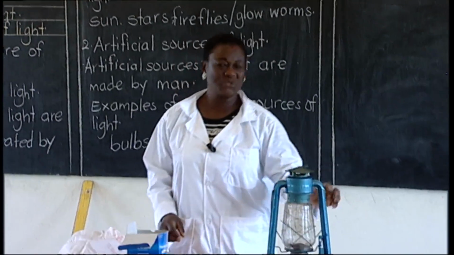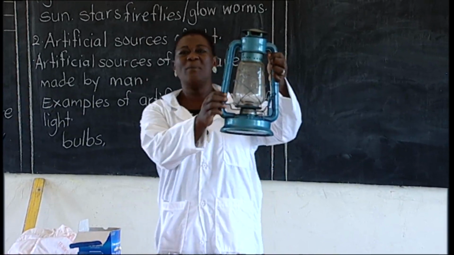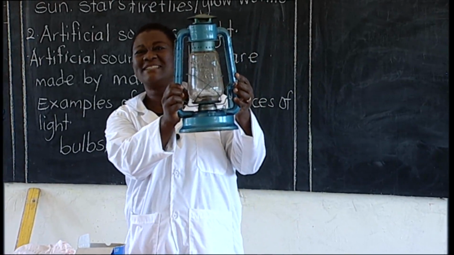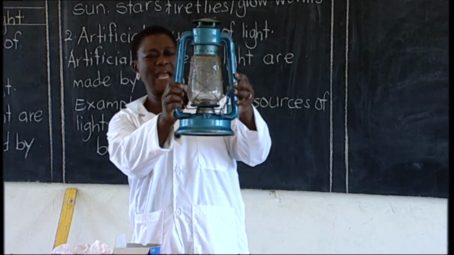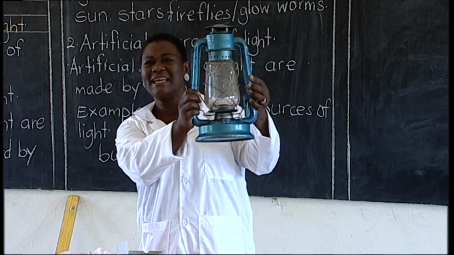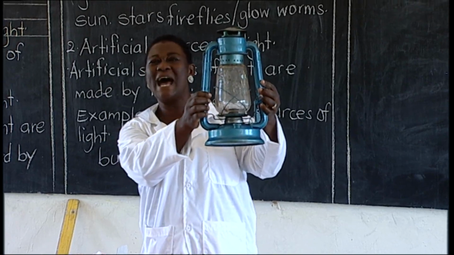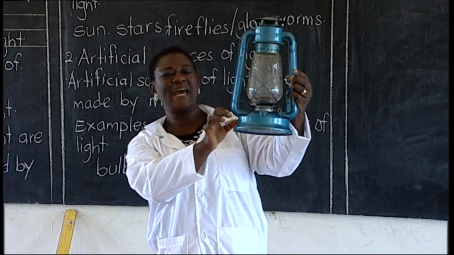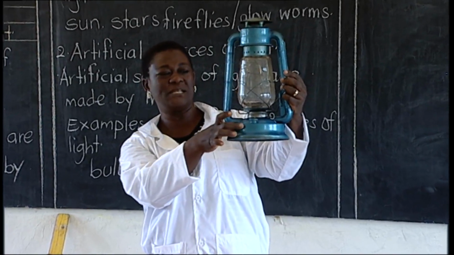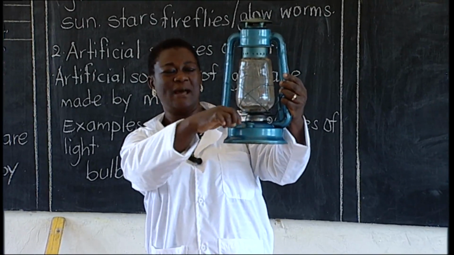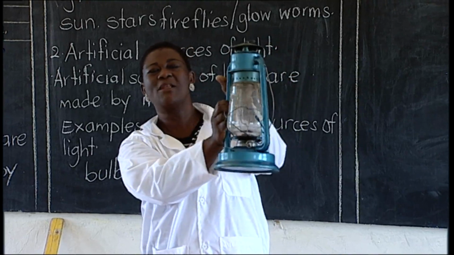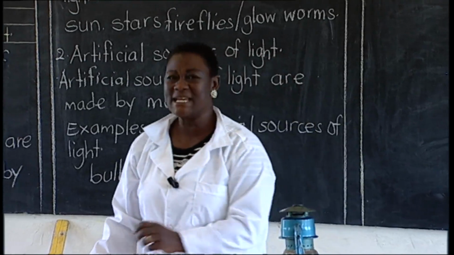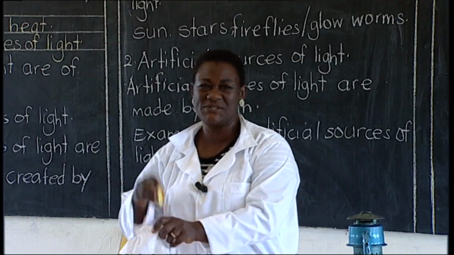Then we have this one. How many have got this at home? You have it. That's good. It's called a what? Okay, it's called a lamp. This one is a lamp. Inside here, they put in paraffin. They open here and they put in paraffin. This one, you have to light it. You light it using a matchbox.